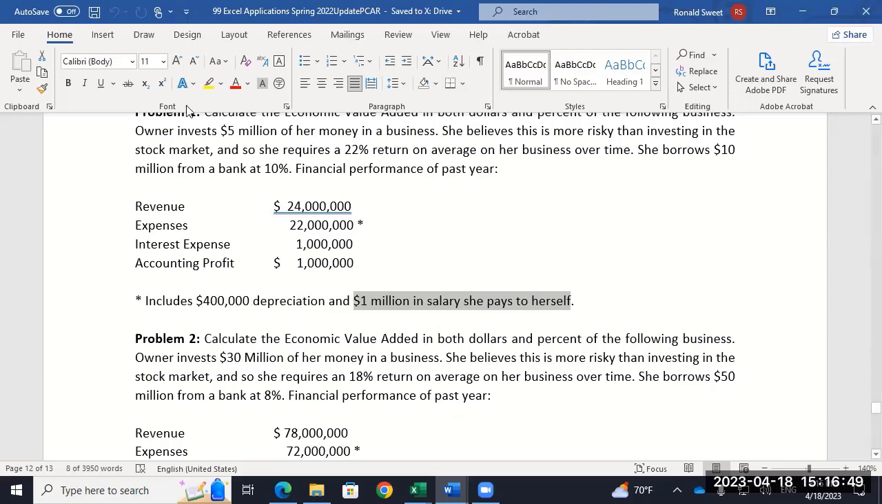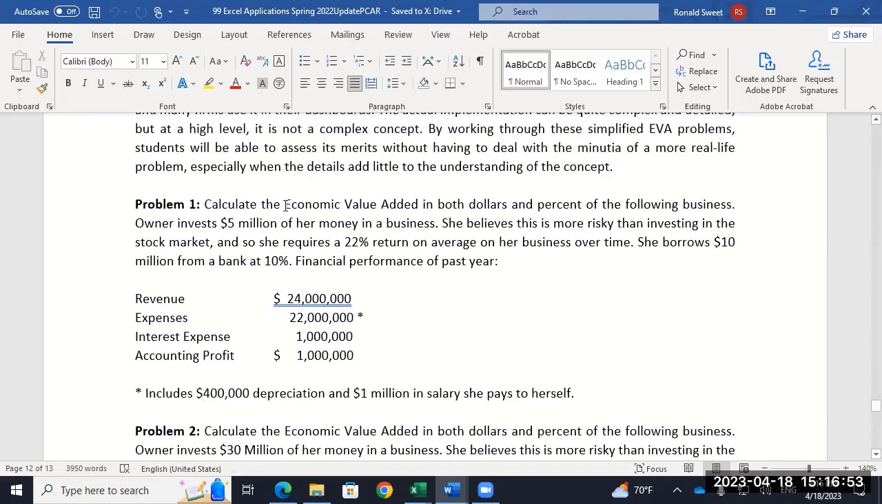So we completely ignore that, but we are going to add the 400,000 back. So in here, we're going to calculate the economic value added in both dollars and percents. They invest $5 million of their own money.